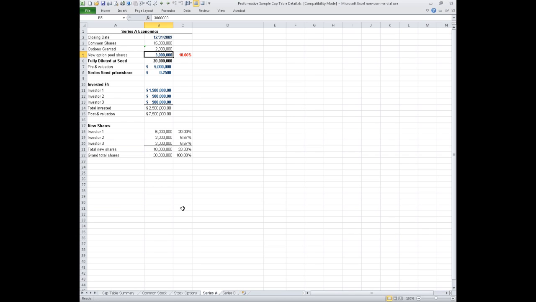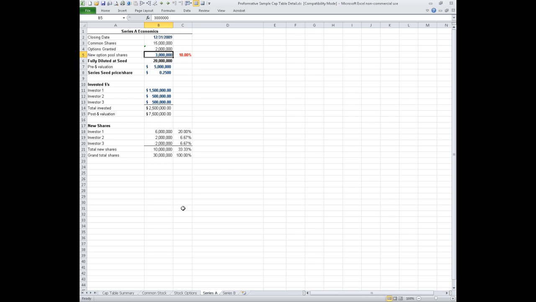There had been 2 million options granted prior to this round of funding, and the new option pool was determined by the board, usually in some sort of negotiation with the lead investors for the round. They wanted to create a new pool of 3 million shares so that they would have, at the time, a 10% pool of shares out of the fully diluted in order to grant to new employees. And this is very common.